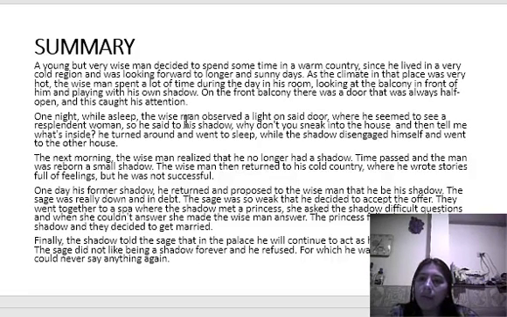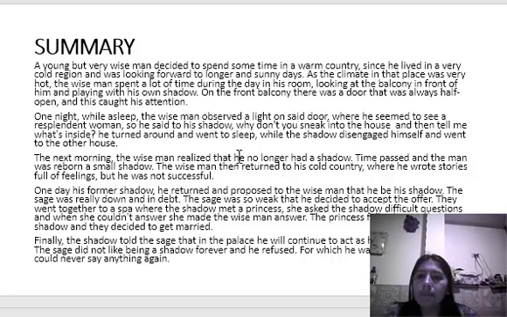A young but very wise man decided to spend some time in a warm country. Since he lived in a very cold region and was looking forward to longer and sunny days, as the climate in that place was very hot. The wise man spent a lot of time during the day in his room, looking at the balcony in front of him and playing with his own shadow. On the front balcony there was a door that was always half open, and this caught his attention.